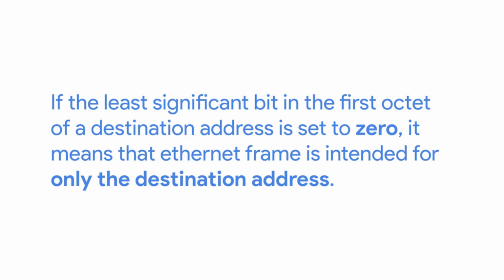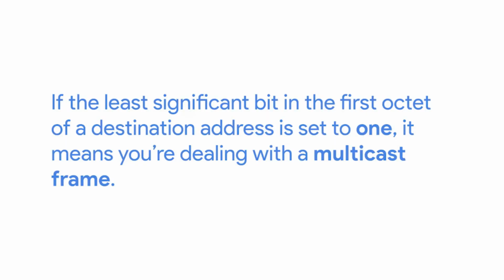If the least significant bit in the first octet of a destination address is set to 0, it means that Ethernet frame is intended for only the destination address. This means it would be sent to all devices on the collision domain, but only actually received and processed by the intended destination. If the least significant bit in the first octet of a destination address is set to 1, it means you are dealing with a multicast frame.